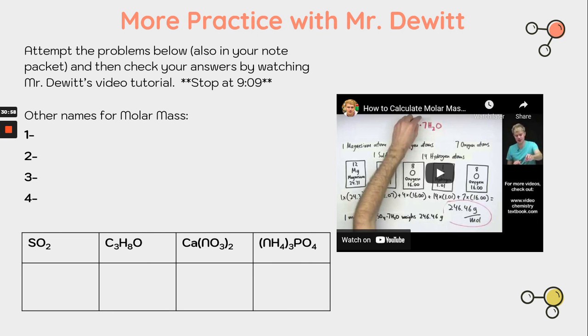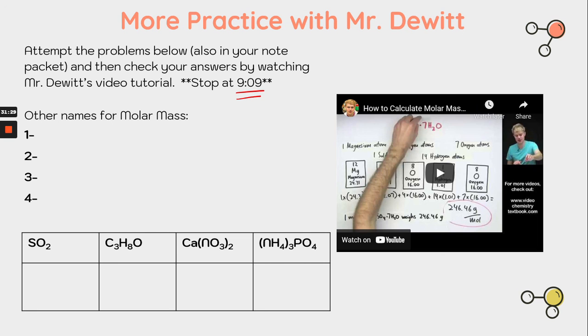Now, here, I am not giving you these answers, but what I want you to do is attempt the problems below. These are also in your note packets. I want you to watch the little video from Mr. DeWitt. Notice it says stop at 9:09 because he does hydrates and we're not going to do hydrates. So what you can do is do these and then watch Mr. DeWitt. And that is how you can check your answers, and that's also how you will get other names for molar mass.